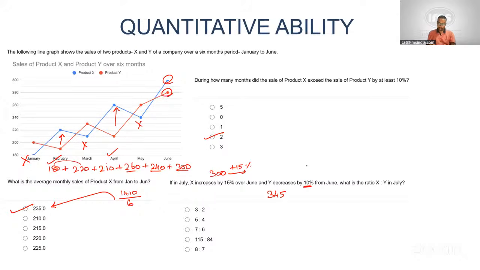Y is already at 280. 280 minus 10% means subtract 28 only. I think I'll get 252. 345 is to 252. I think divide both by 3. 115 is to 84. I cannot cancel any further. So the answer is 115 is to 84.